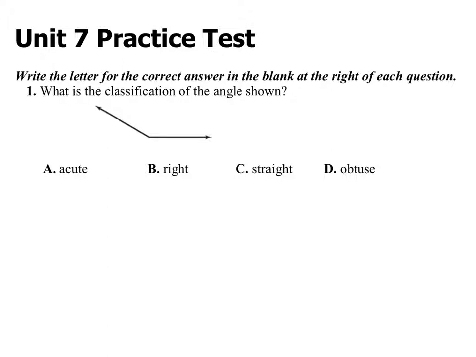So there was a lot of vocabulary in this unit, but it's doable, right? Like acute, right, straight, and obtuse angles. All right, write the letter for the correct answer in the blank at the right for each question that has one of these. So what is the classification of the angle shown? Well, 90 degrees would be right here, ish. And that one's a little bit more than that, so this one is obtuse. D, which is obtuse.